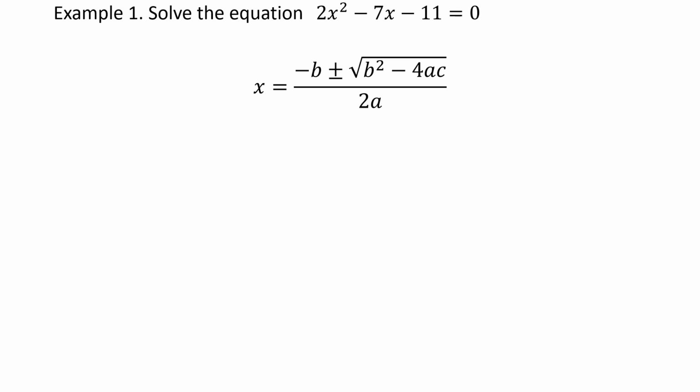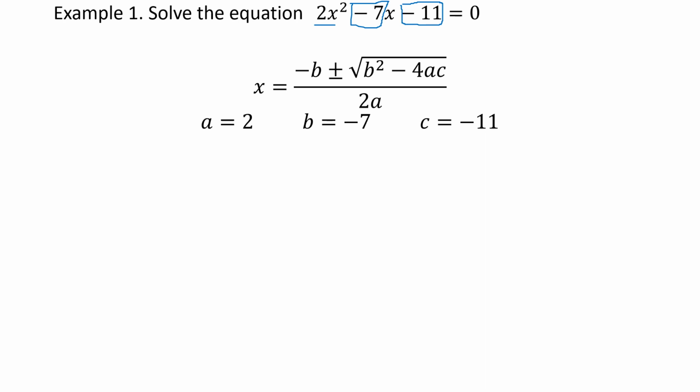So the next step after writing the formula is to state the values of a, b, and c. In this case, our a is the coefficient of x squared, which is 2. Our b is the coefficient of x, which is minus 7. Be careful here. Take the number and its sign. That's the value of b. The value of c is minus 11, the constant. So we can write: a is 2, b is minus 7, and c is minus 11.